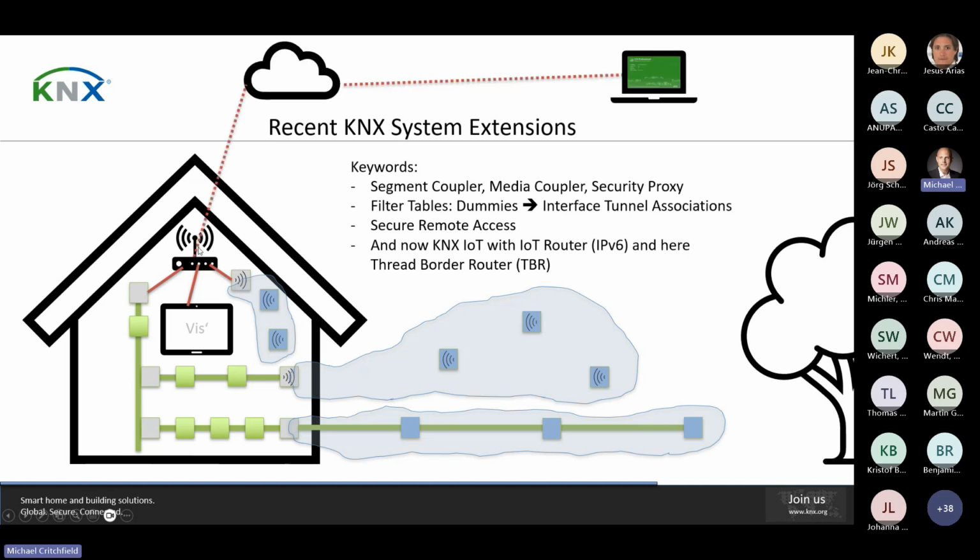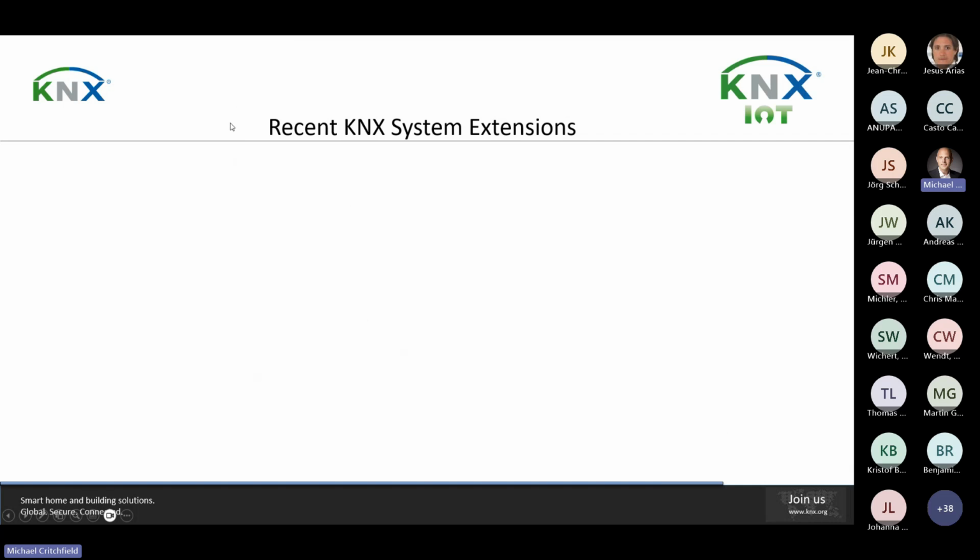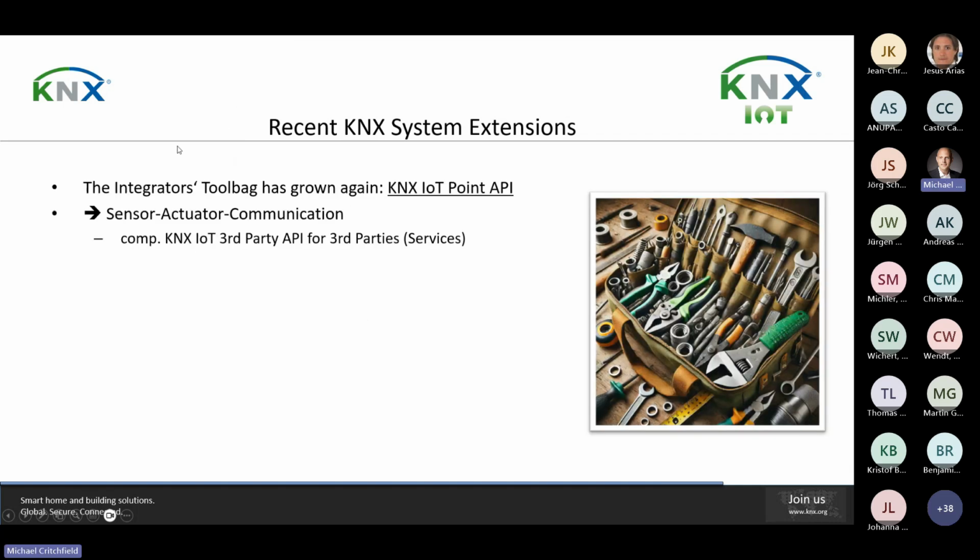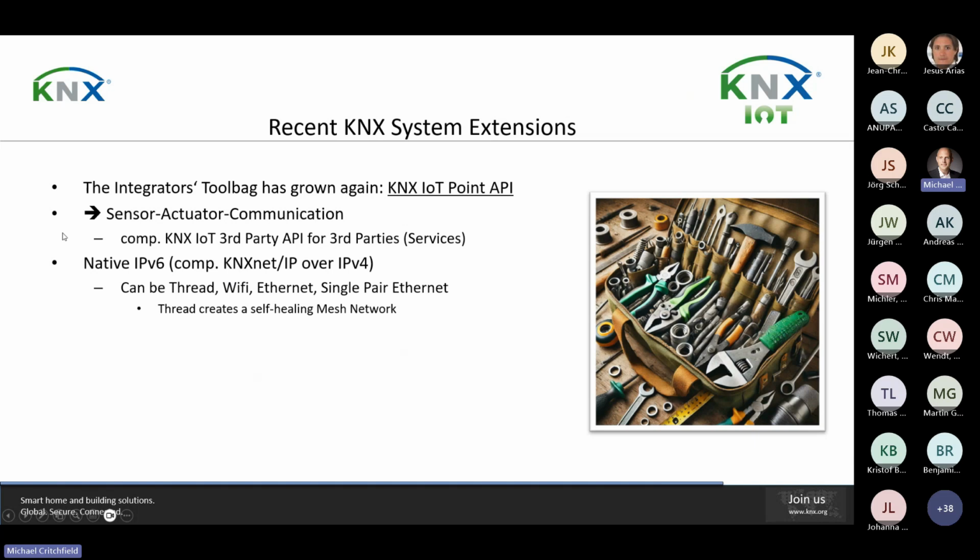And then, of course, not to miss, another chance is the secure remote access, where it's important to note. Yeah, with KNX IoT, I like to mention that the toolbag of the integrator has grown. What is KNX IoT Point API? It's sensor actuator communication, so compare that to twisted pair devices. Not to be confused with IoT third-party API.